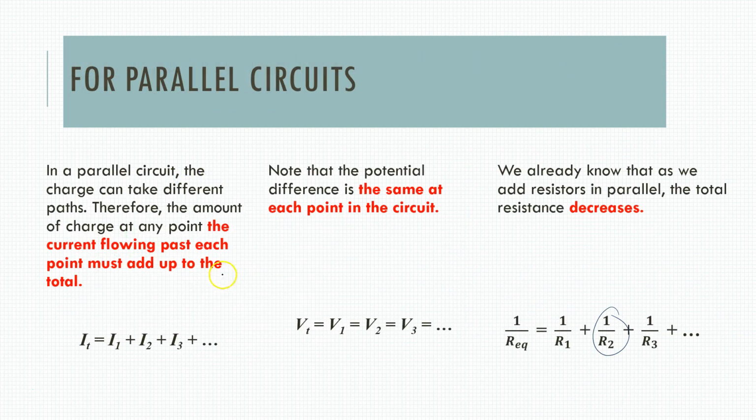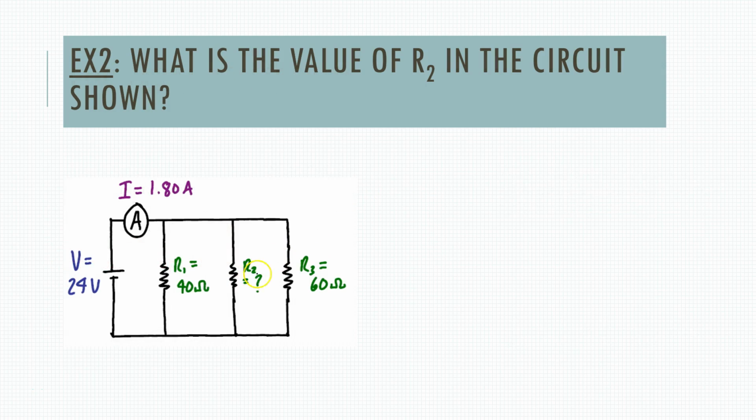So if I'm wanting to find R2, the problem is I don't know this right here. I don't know the equivalent resistance. I know R1 is 40. We're hunting R2. And I know that R3 is 60. So in order to solve for R2 right here, I'm going to have to know this one. Well, can I find the resistance of the total of the whole thing?